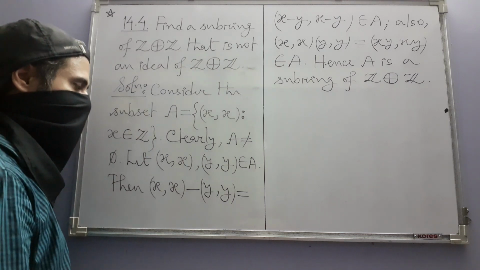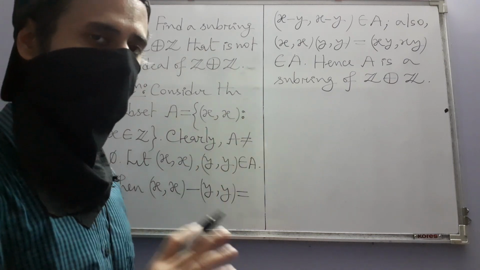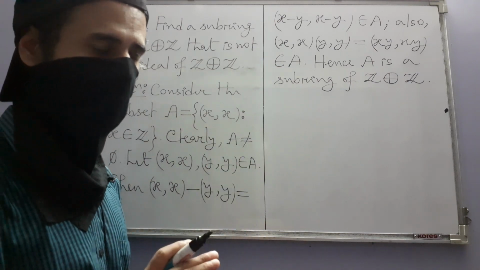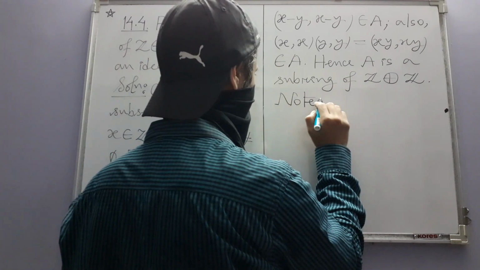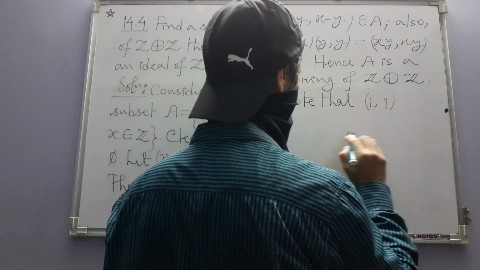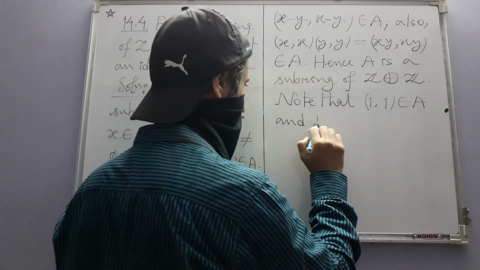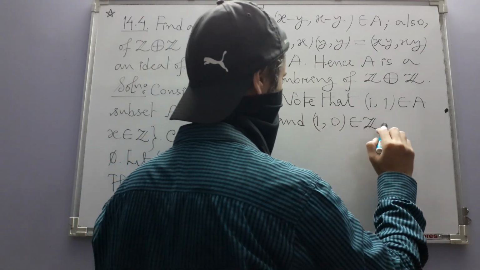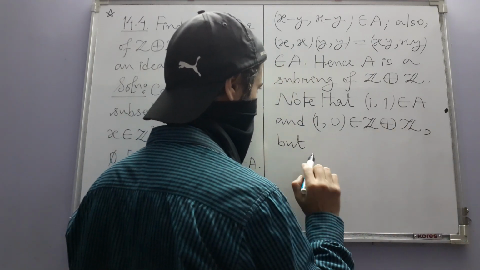To show that it's not an ideal, see, being a subring, A is a subgroup of the ring under addition. So that already has been established. So the other condition must fail. Note that this element (1, 1) belongs to A, and you can consider this element from our original ring, say (1, 0). But what about their product?